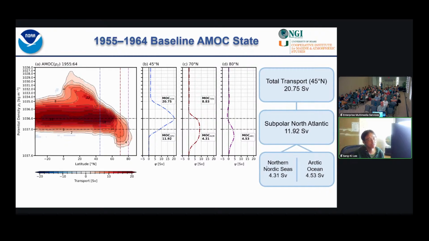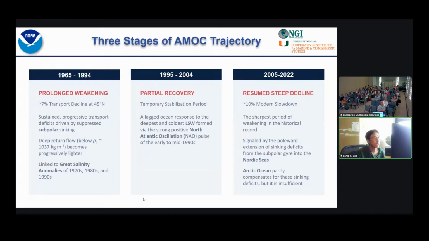So important things to note here is that the sinking in the Nordic Sea and the Arctic Ocean are quite large. So when you combine the two, they're pretty much comparable to the sinking in the subpolar region. So I'll come back to these changes in a later slide.